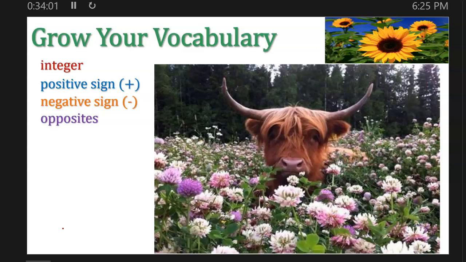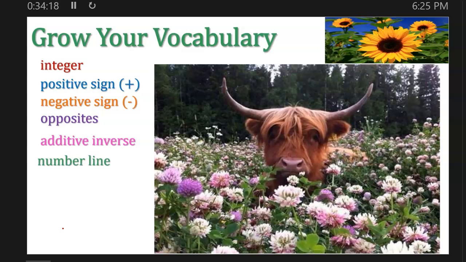Opposites are two of the same numbers but have different signs. So like -8 and +8 would be opposite numbers. Opposite numbers can be added together. Those are called additive inverses. When opposites are added together, they create a 0. They cancel each other out.